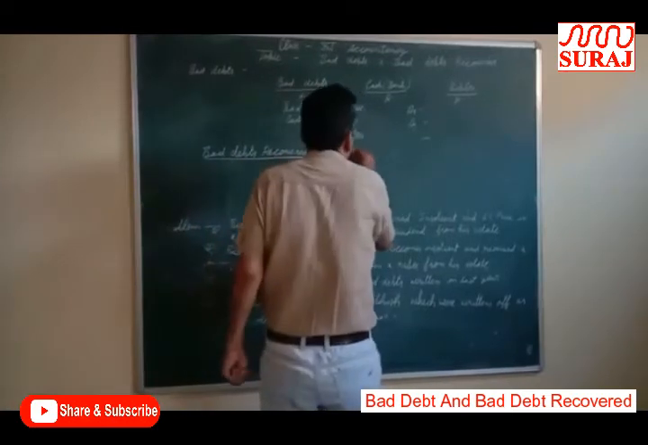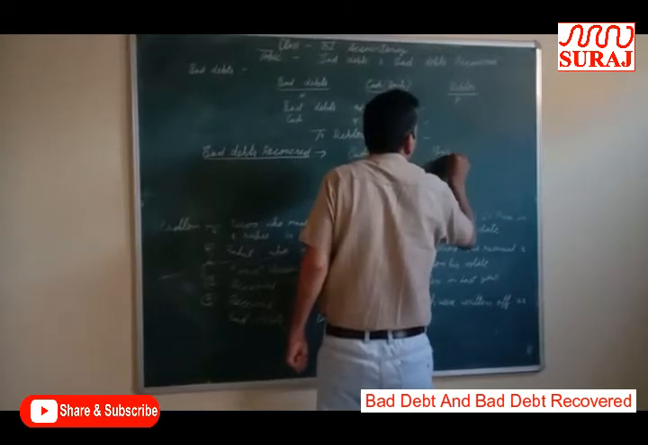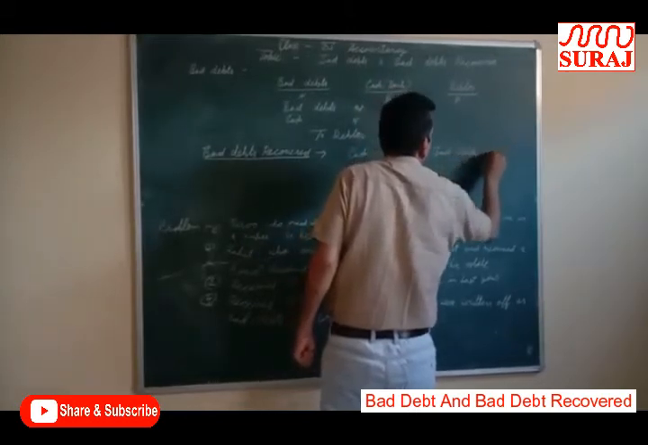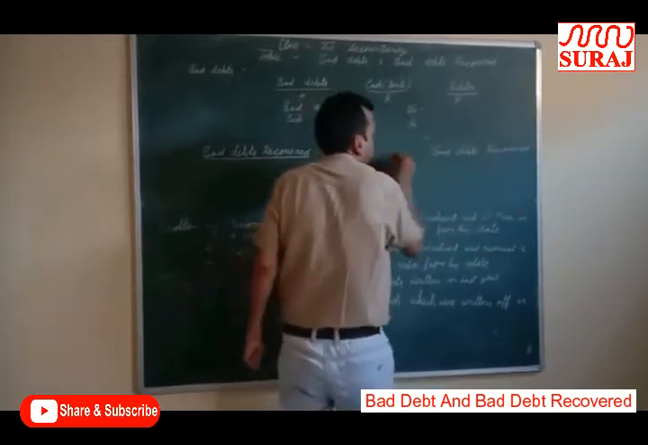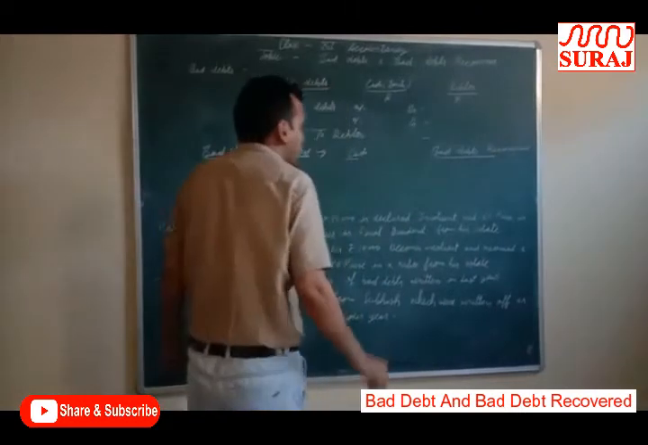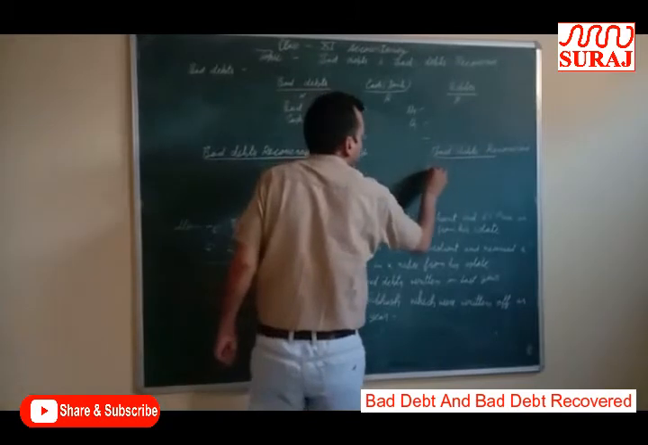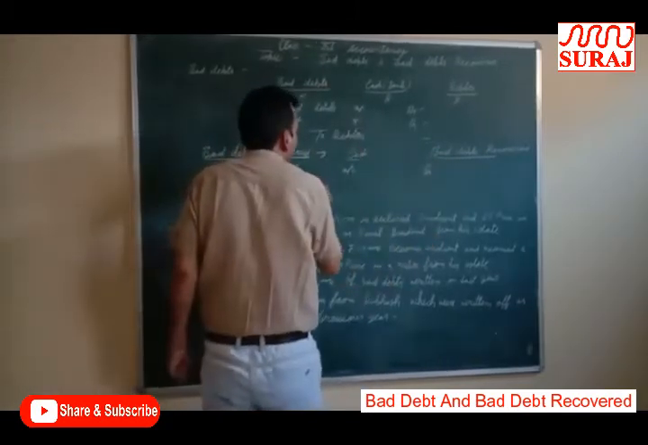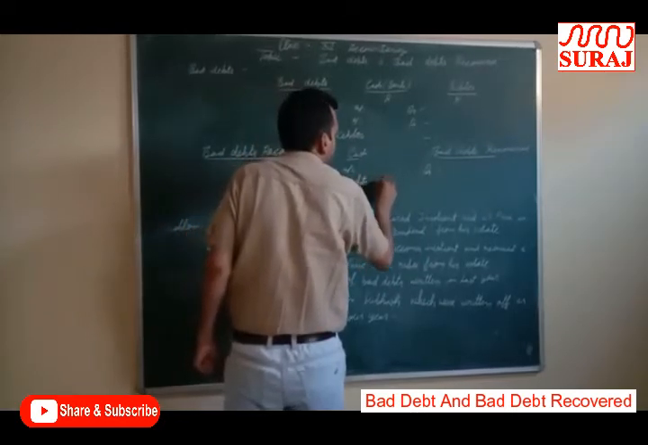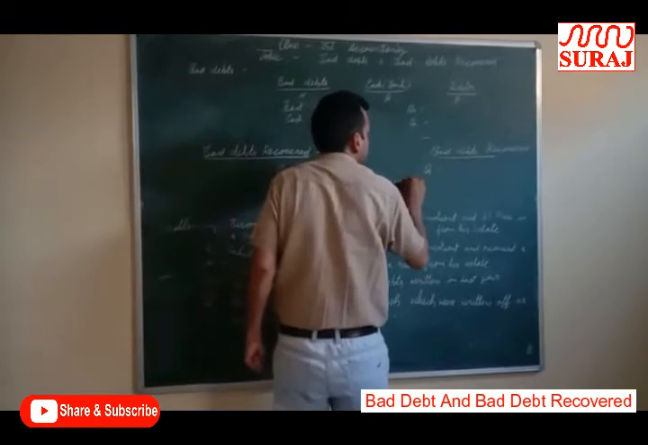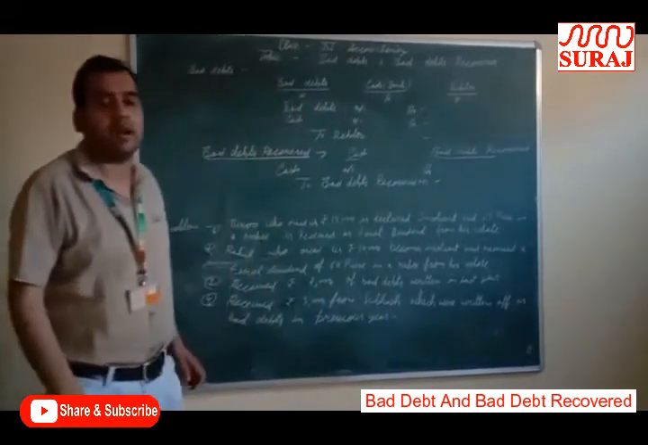Your entry will be passed from cash and bad debts recovered. Cash, real; bad debts recovered, nominal. Real, debit what comes in, credit what goes out; nominal, debit expenses and losses, credit income and gains. Cash comes into the business, then cash will be debit. Bad debts recovered is income, credit. Cash account debit to bad debts recovered account.